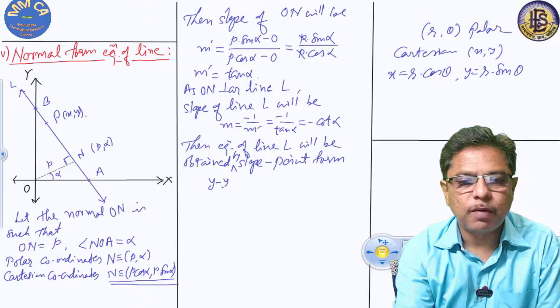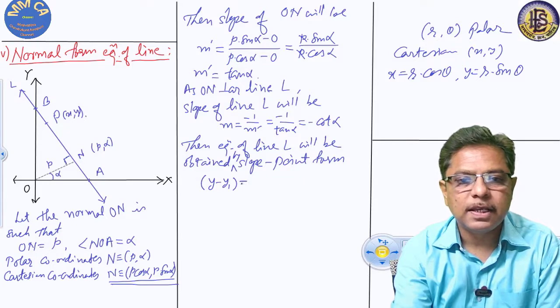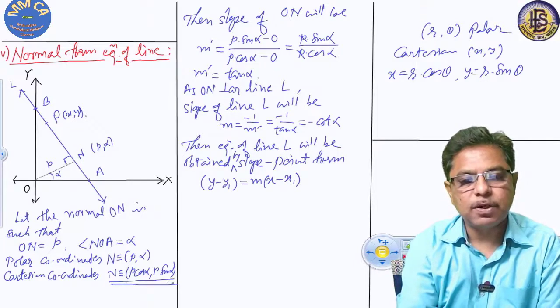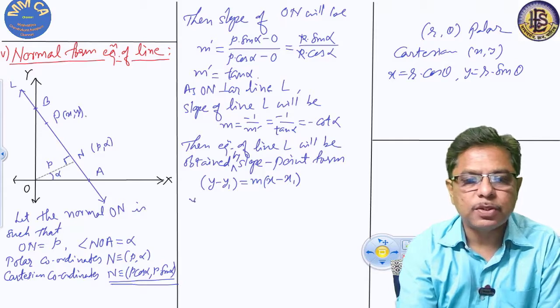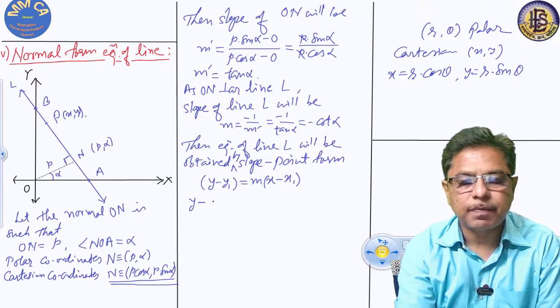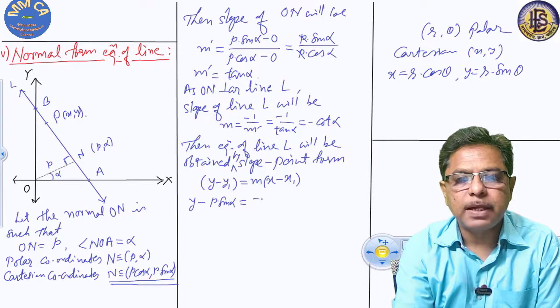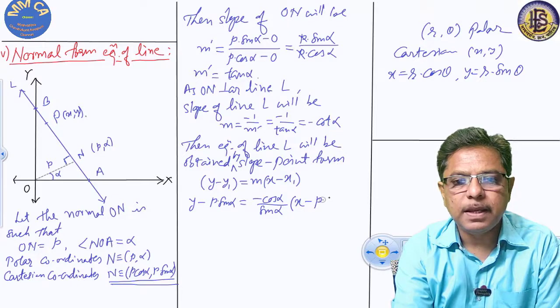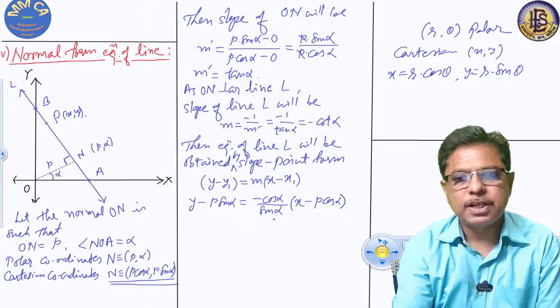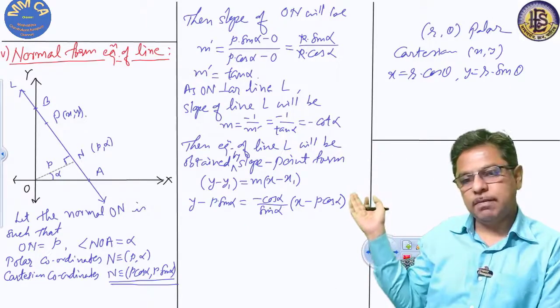What is that slope point form? y minus y1 is equal to m into bracket x minus x1. Here x1, y1 is p cos alpha, p sin alpha. So we'll put those values. y minus y1 is p sin alpha is equal to m. Now this m, minus cot alpha, may be written as minus cos alpha divided by sin alpha, into x minus x1, which is p cos alpha. Just I have written cot alpha as cos alpha divided by sin alpha here.